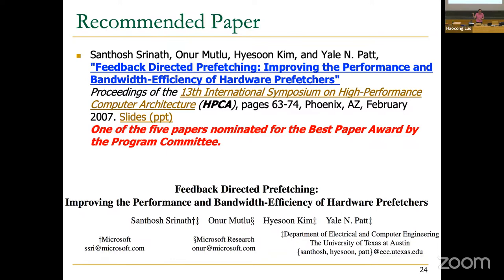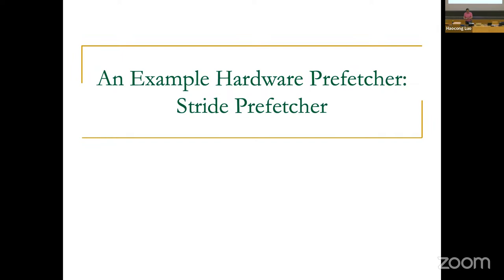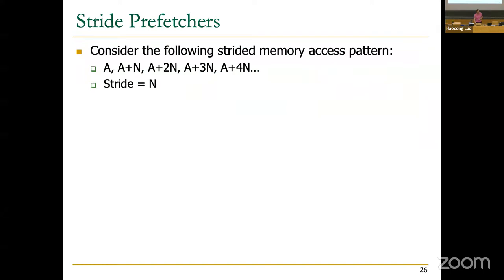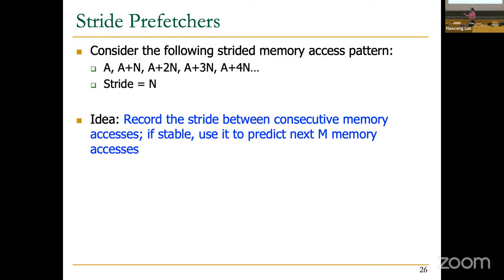Let's talk about an example hardware prefetcher before we conclude this lecture. We're going to talk about the stride prefetcher, and then we're going to improve it. So we've already discussed this, right? Consider the following strided memory access pattern, A plus N, A plus 2N. The stride is essentially N. And this is easy to detect because you basically look at the next request and the prior request, and then you subtract. And then you find the stride. Basically, you record the stride between consecutive memory accesses, and you build some confidence. If the stride is stable across multiple of these subtractions, you use it to predict the next M memory accesses. Right? That's the idea over here.